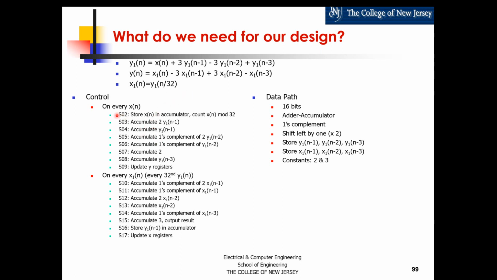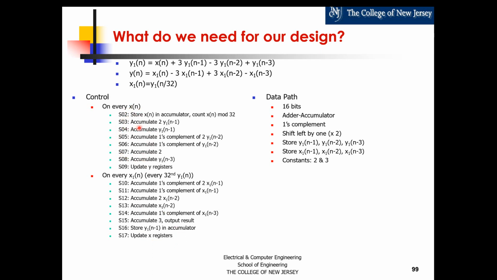So I can say, well, at reset I'm going to go into some state, let's say 0, 1, and I'm going to leave it there to do reset stuff. But then when my output comes, on every x of n, I'm going to store x of n in an accumulator. And I'm going to start a counter because when that counter gets to 32, I need to do this part as well. Otherwise, I'm just going to stay here.